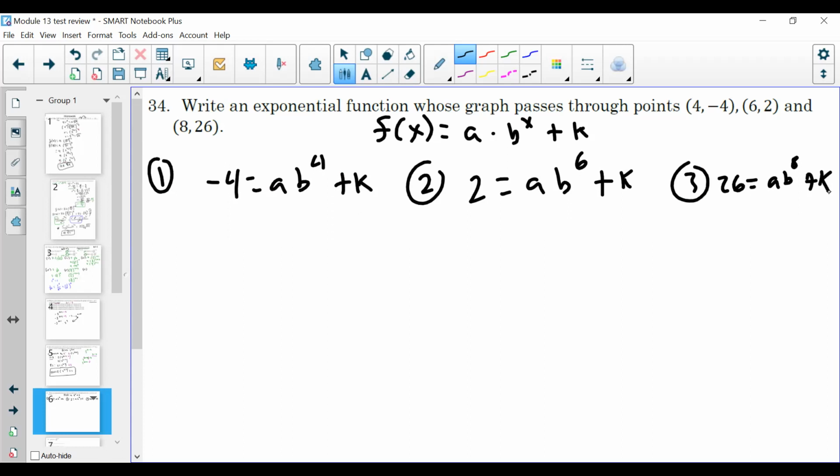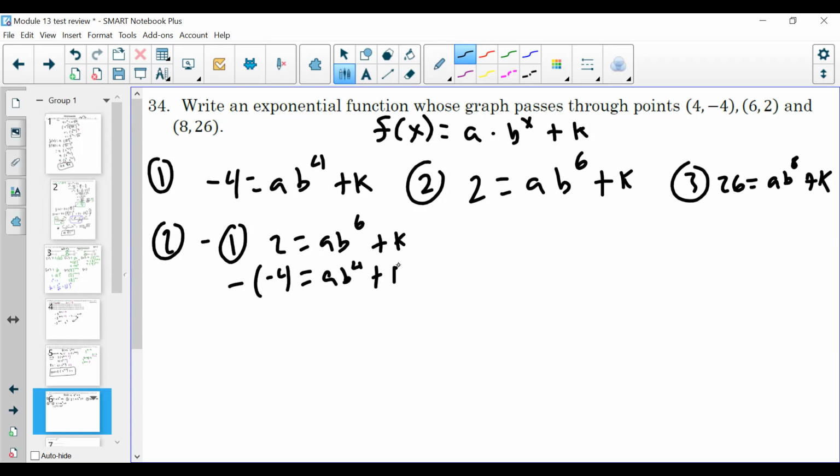And I have these three equations, and I want to get rid of a variable each time I do something with them. So the first thing I'm going to look to get rid of are these k's, because I'm adding something to it. I can get rid of those pretty easily by just subtracting them. So I can take equation 2, subtract equation 1. So I have 2 equals ab to the 6 plus k. That's equation 2. Subtract that with negative 4 equals ab to the 4th plus k.